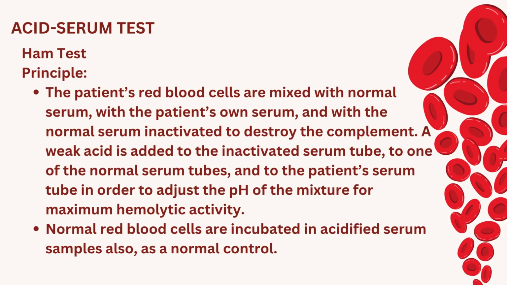So, the acid serum test or the HAM test, the principle here is the patient's red blood cells are mixed with normal serum, with the patient's own serum, and with the patient's normal serum inactivated to destroy the complement. A weak acid is added to the inactivated serum tube, to one of the normal serum tubes, and to the patient's serum tube in order to adjust the pH of the mixture for maximum hemolytic activity. Normal red blood cells are incubated in acidified serum, so this will serve as a normal control.